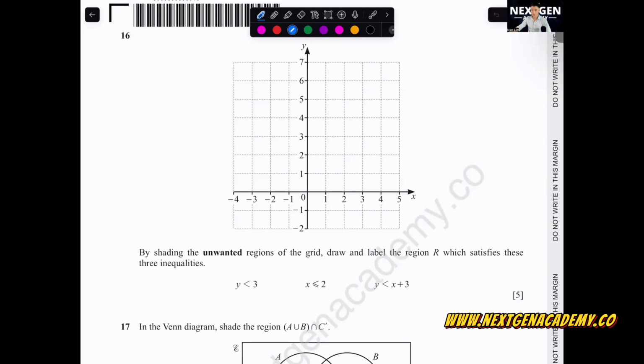All right. Okay, question 16 is also another topic that I need you all to highlight. A lot of marks, because you see here, a simple one like this, 5 marks already. Linear inequalities. By shading the unwanted regions of the grid, draw and label the region R which satisfy these 3 inequalities.